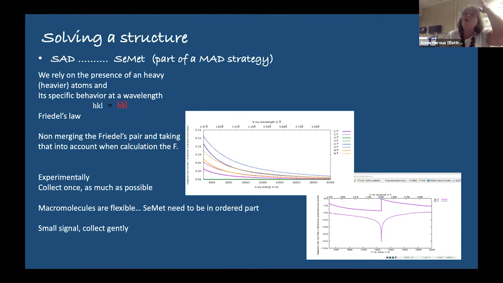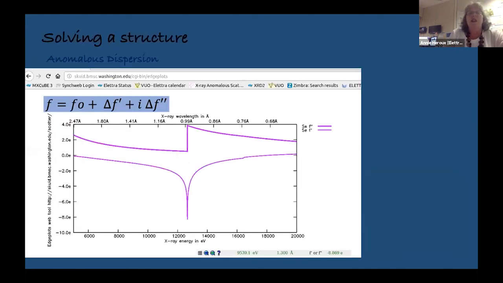So the data collections are very similar, but there are subtle things to change. We need to change the distance on the detector, separate those spots, reduce the signal to noise, and tune the wavelength to the right position. This is selenomethionine.